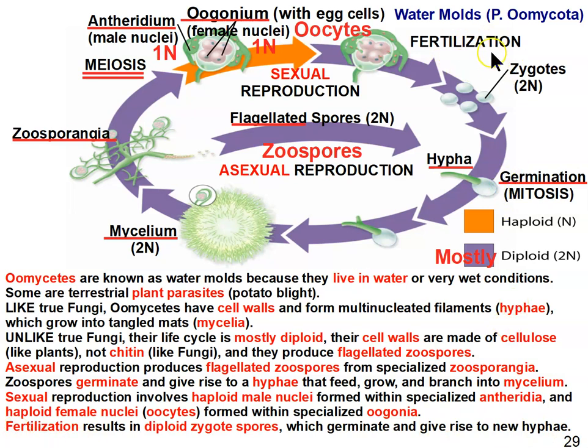So again, just like always, fertilization is the fusion of two haploid nuclei to produce a diploid zygote, and in this case, those are individual spores that can then germinate and give rise to mycelium, and the whole thing starts all over again. And notice that this just came up too, spores. So these are spores.